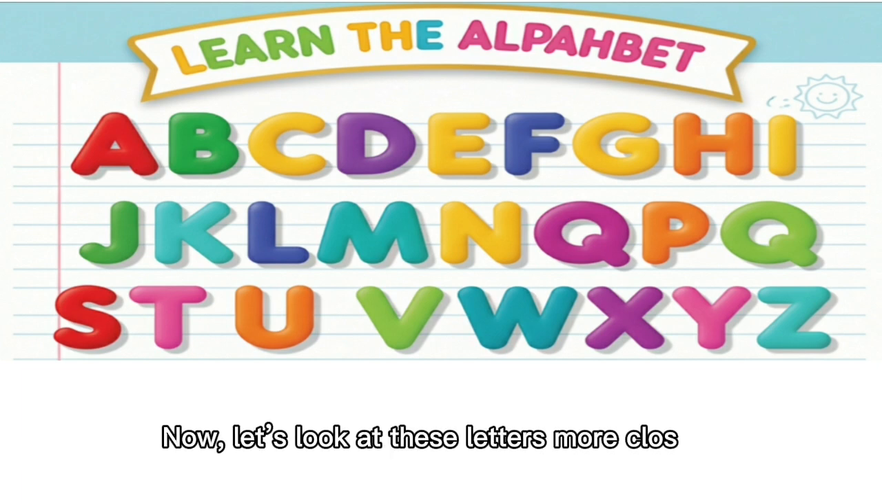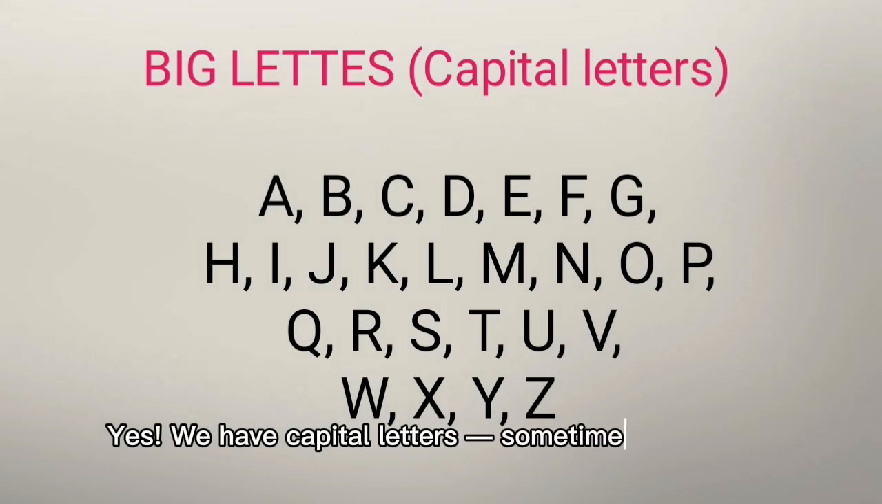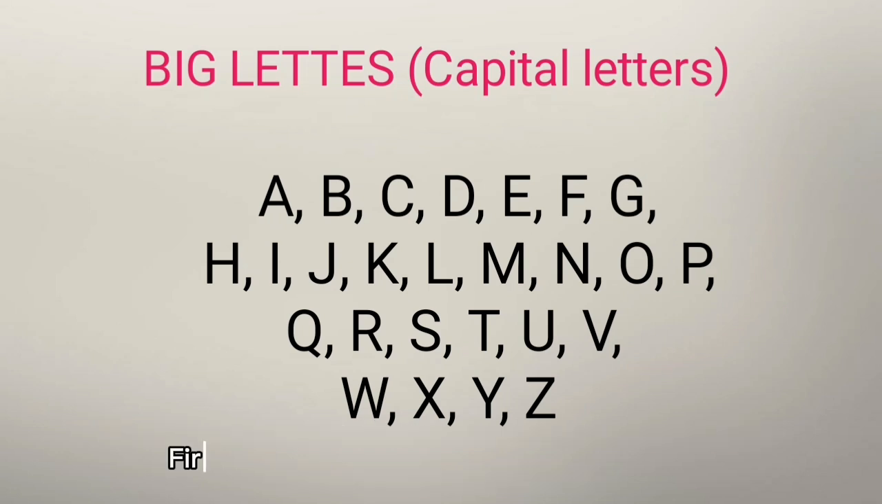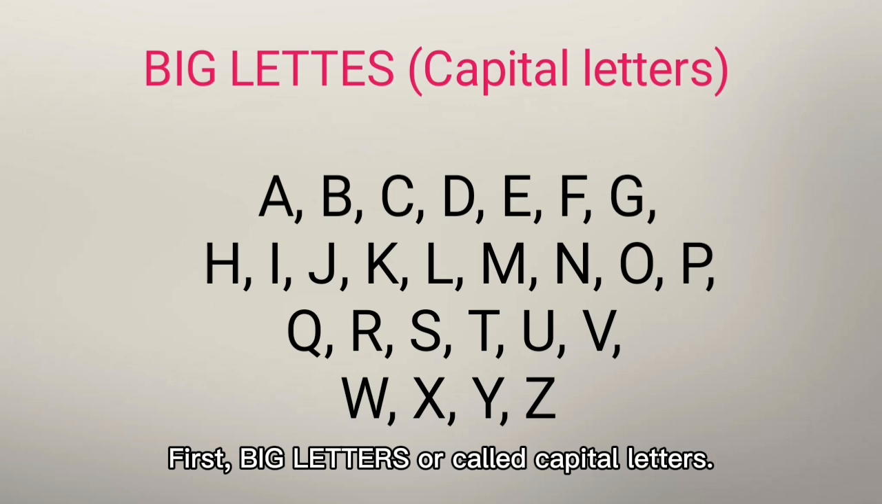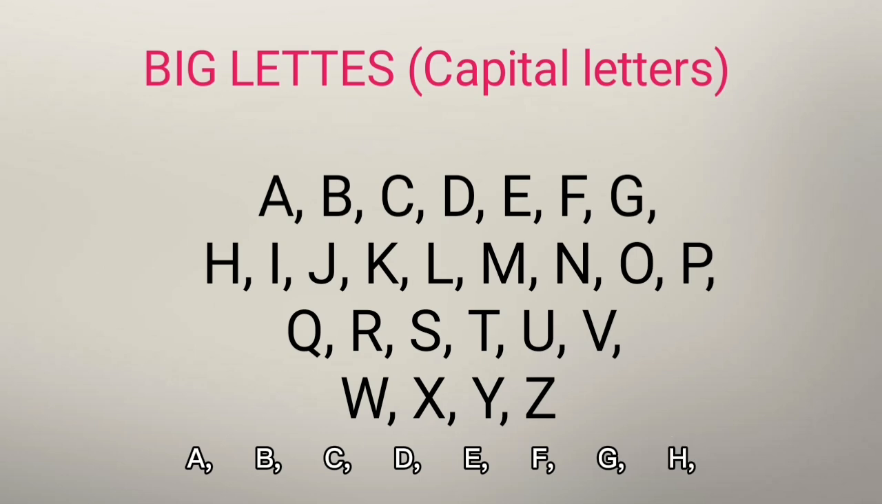Now, let's look at these letters more closely. Did you know that each letter has 2 forms? Yes, we have capital letters, sometimes called big letters, and small letters. First, big letters or called capital letters. Let's spell with me. A, B, C, D, E, F, G, H, I, J, K, L, M, N, O, P, Q, R, S, T, U, V, W, X, Y, Z.